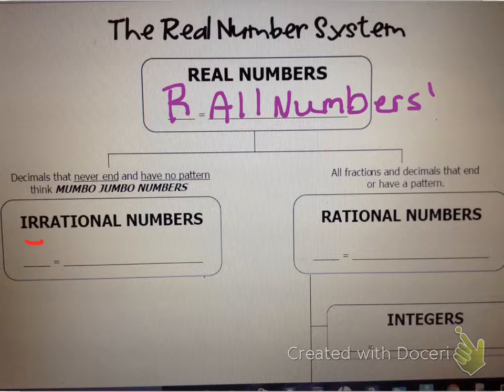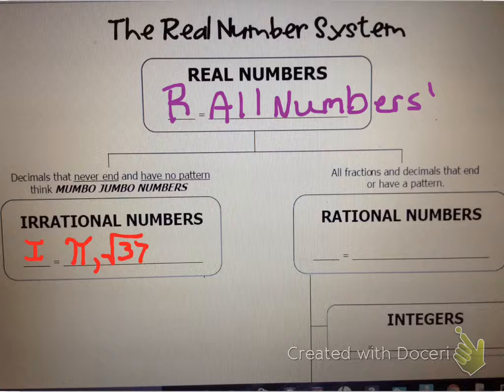Okay. When we're looking at irrational, it is a type of real number. Irrational is marked with a capital I. And irrational numbers are numbers that never end and have no pattern. So you're looking at them, they never end and they have no pattern. One of the most famous irrational numbers is pi, because pi goes on and on and on forever and ever.